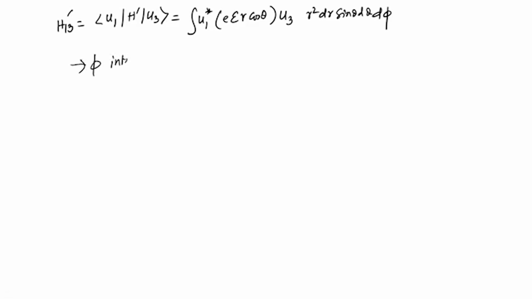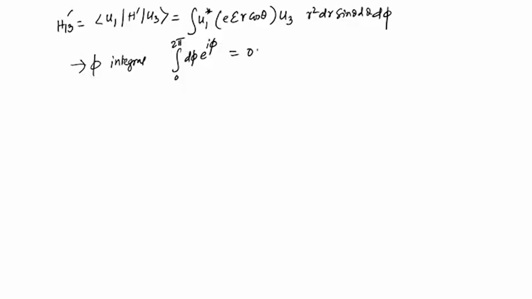The phi integral makes it 0, because U3 has a phase e to the power i phi, integrated from 0 to 2 pi, because of this phase being 2 pi symmetric, which means that the exponential at phi equal to 0 and phi equal to 2 pi are the same. So, this is equal to 0, and that is the same reason that H14 prime equal to 0 as well, because the integral from 0 to 2 pi of d phi e to the power minus i phi is also equal to 0.